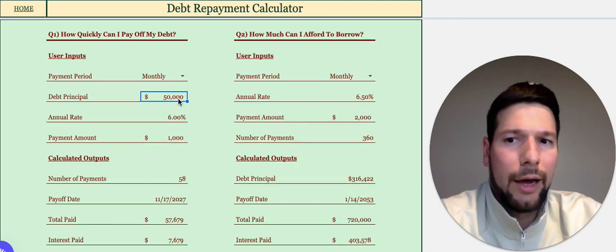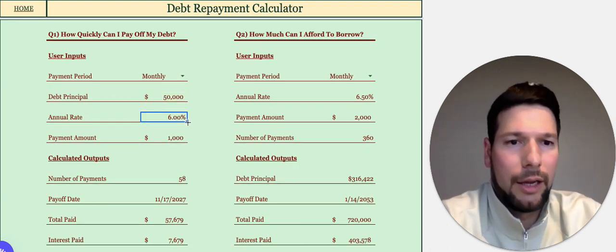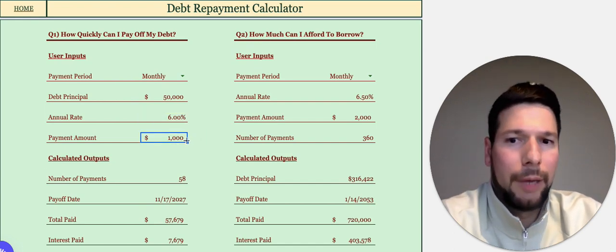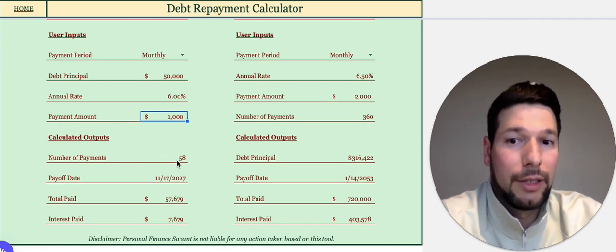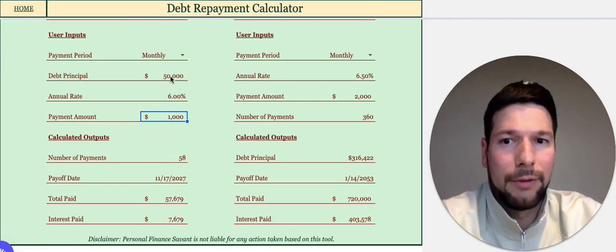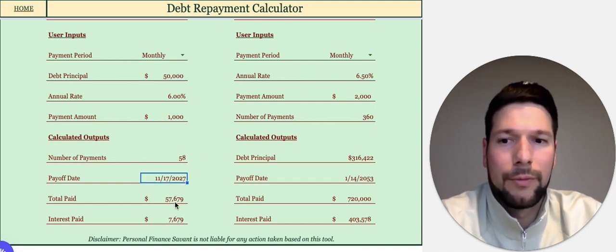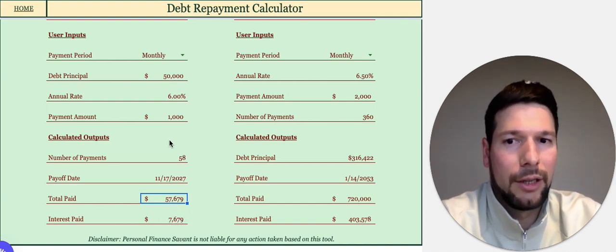And let's say you have these, for example, could be your student loans. You have $50,000 of student loans at an annual rate of 6%, and you're expecting to pay $1,000 per month. This down here is going to automatically tell you it's going to take you 58 payments to pay off that $50,000. This is when you can expect to pay it off. This is how much you're going to pay total on that $50,000, and then it's going to subtract out. Here's how much you paid in interest on that $50,000.